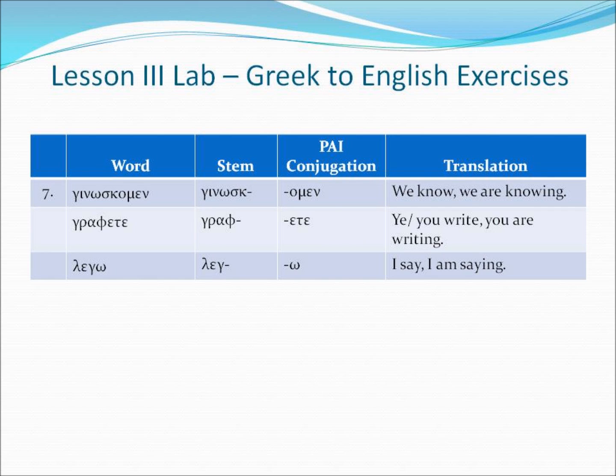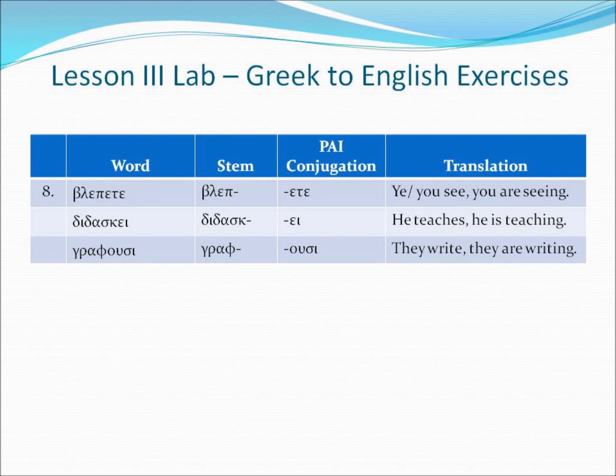Second word, graphete, from the word grapho, stem, graph. Conjugation is ete, that's second person plural, ye, or you write, or you are writing. Third word, lego. The stem is leg. The ending, conjugation is o, first person singular, I say, or I am saying.